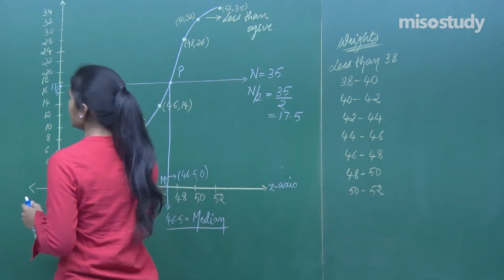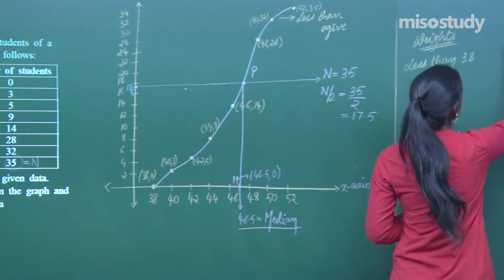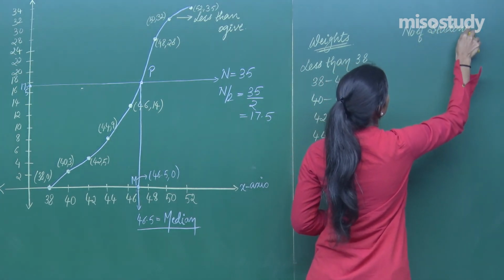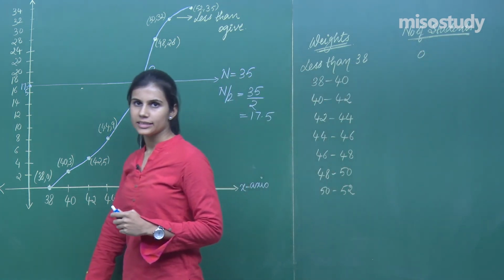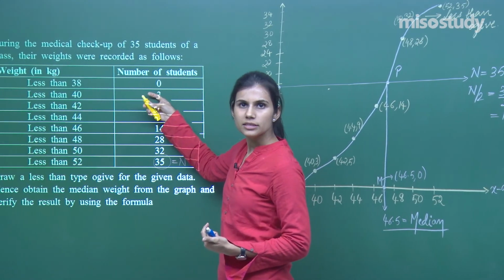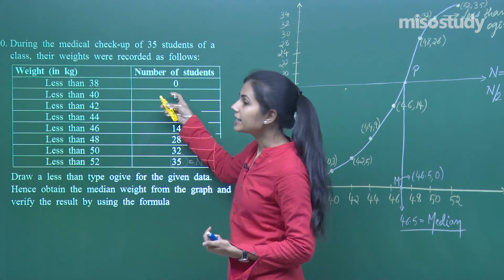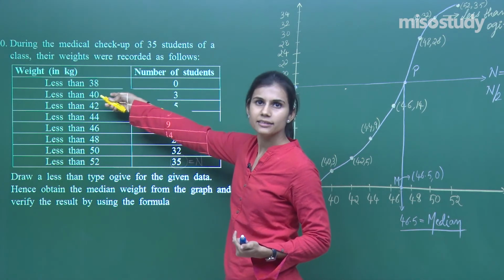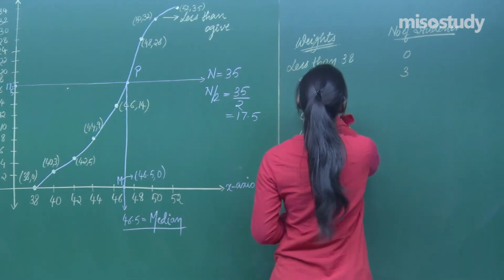Now less than 38 is the weight of 0 number of students. So okay, 0 number of students. Between 38 to 40, that means greater than or equal to 38, strictly less than 40, 3 students. Why? Because 0 students have weight less than 38, 3 students have weight less than 40. That means definitely that these 3 students have weight greater than 38 and less than 40. So 3 is going to be the number between 38 and 40.